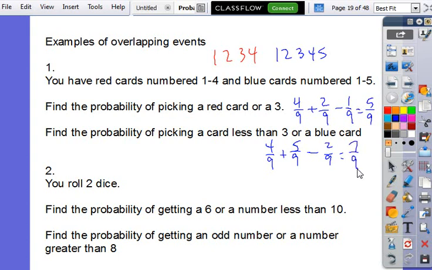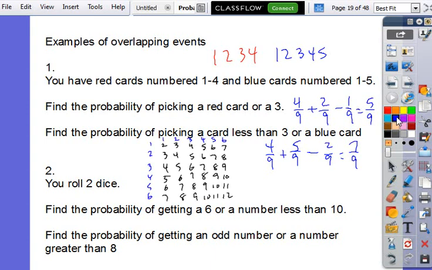Alright, back to the dice stuff. Hopefully you still got the chart. Tell you what, let's do this real quick. Alright, so I've got my chart. Probability of getting a 6 or a number less than 10. Well, both of those can happen at the same time, so that makes it overlapping. What is the probability of getting a 6? How many 6s are in that chart? 6, 5, isn't it? I was counting the outside, but the blue part is not the chart. So there's 5 out of 36 that are 6s.